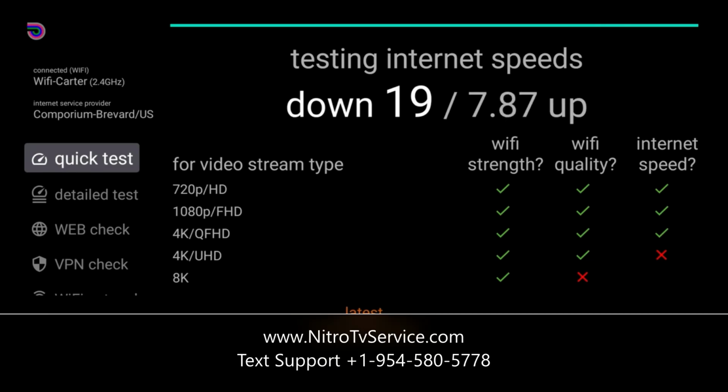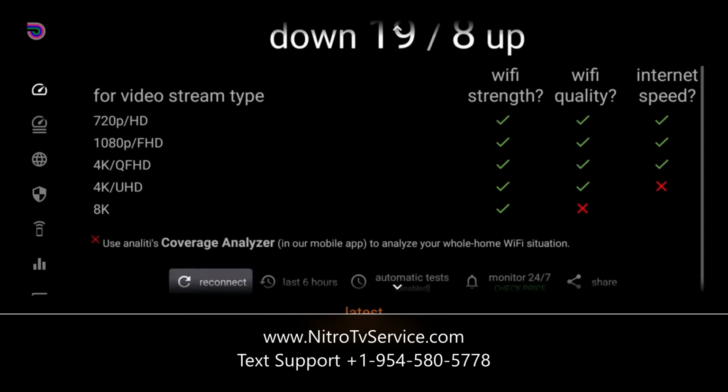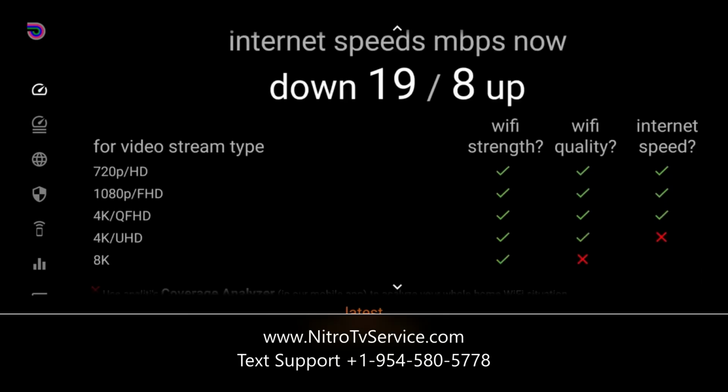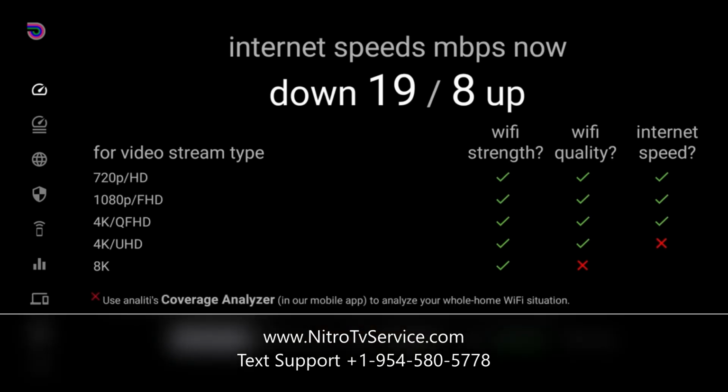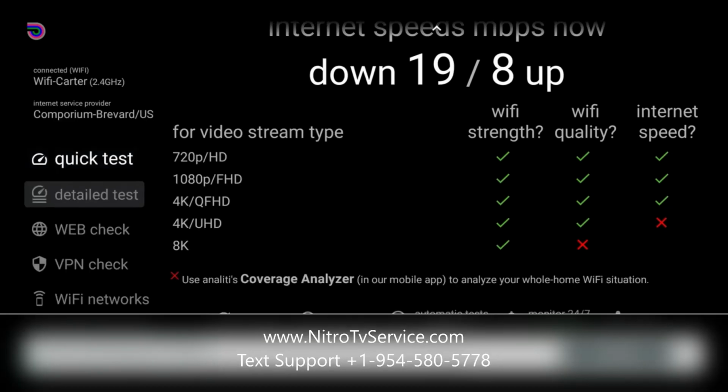Right now it looks like I'm doing 19 down and 8 up, and it gives us that speed test immediately. Internet speed megabits down 19, which is average. 19 isn't that good. Mine is actually fairly low. A lot of y'all should have better internet speeds than me, and I'm still able to stream decent quality with these numbers. Definitely keep that in mind.